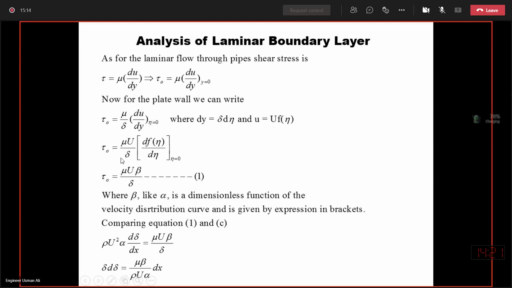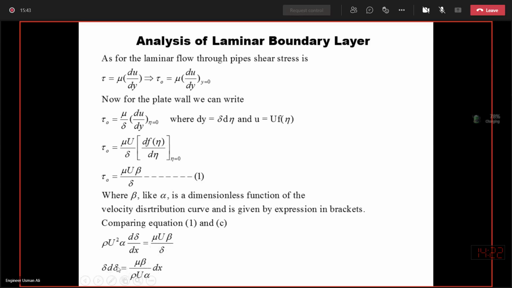So already we have derived one equation for tau naught that is valid for both laminar and turbulent flow, that is, tau naught is rho u square alpha d del over dx, and tau naught for the laminar flow is mu u beta over del. So comparing both equation 1 and equation C previously derived, rewriting for del, we can write del d del equals mu beta over rho u alpha into dx. So this is the equation for the thickness of the boundary layer.